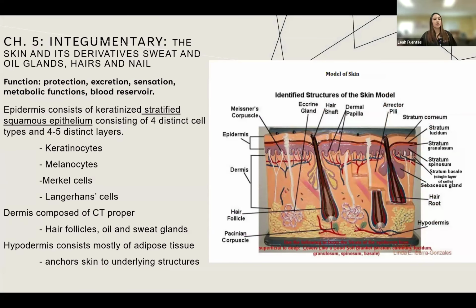Okay, now we're going to move on to chapter 5, the integumentary system. The integumentary system comprises the skin and its derivatives: sweat and oil glands, hairs, and nails. A lot of the times they'll use that word derivative on the exams, and it's the first time students are seeing it. It's basically what comes from the integumentary system. So oil glands, hair, nails. The functions of the integumentary system are protection, excretion, sensation, metabolic functions, and it acts as a blood reservoir.